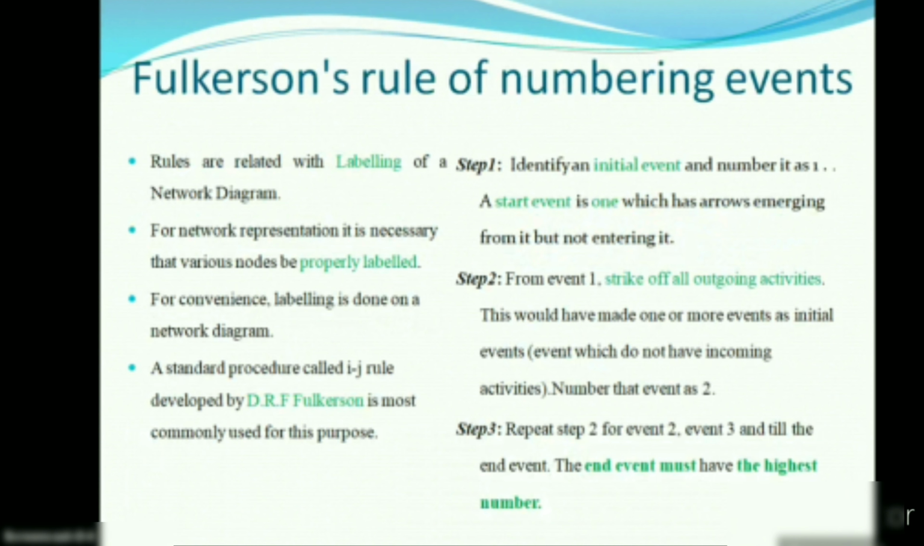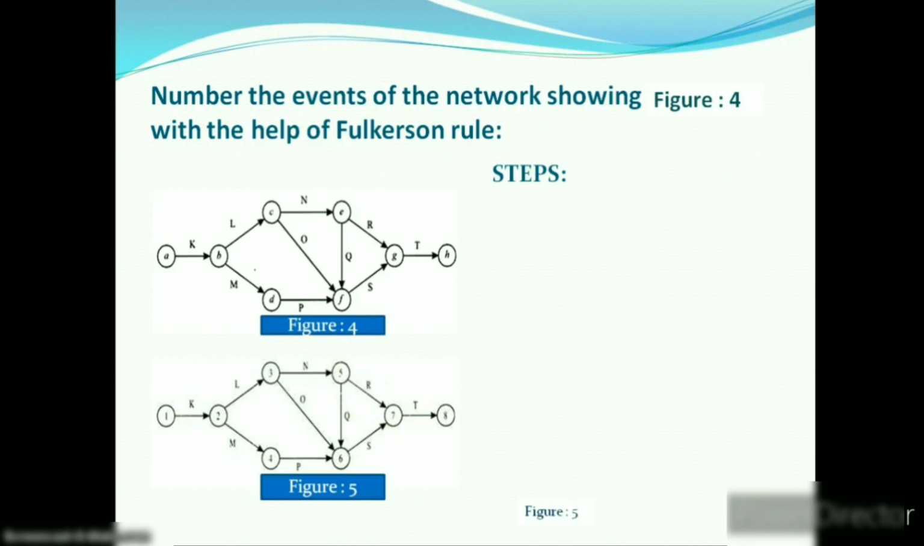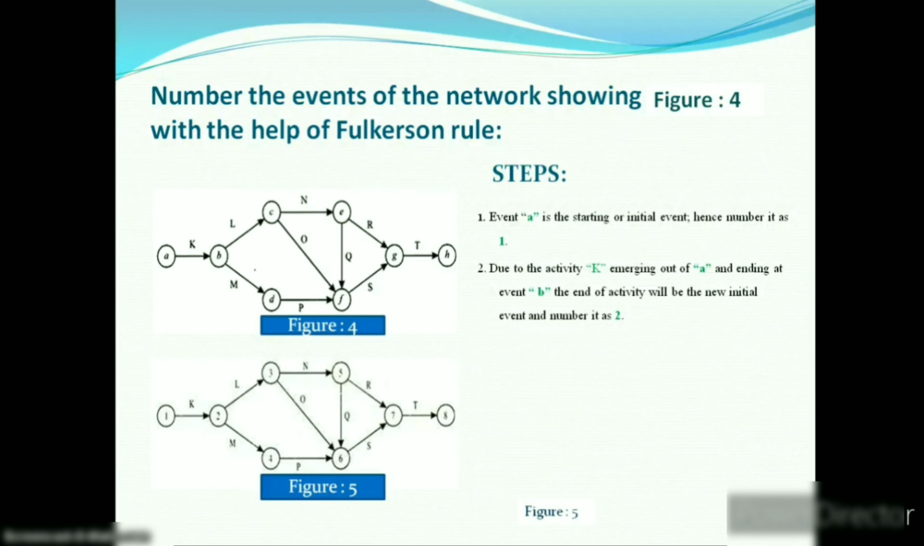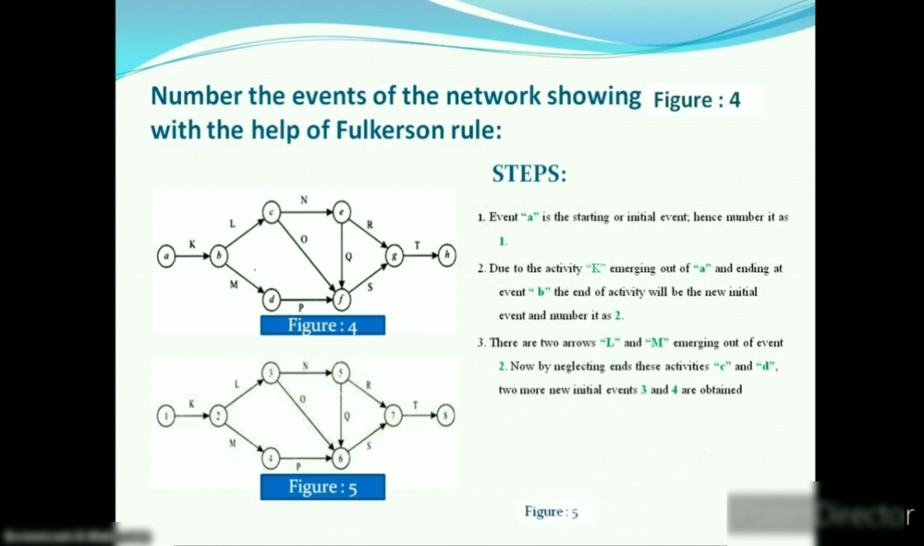Now let's understand this rule by an example. In figure 4, the events A, B, C, D are written in circles. Now we have to number these events, which is shown in figure 5. Event A is the initial event, hence we give it number 1. Then, as you see in figure 4, activity K emerges out of event A and ends at event B. So number it as 2, which is shown in figure 5. Then L and M activities emerge out of event 2 and end at events C and D. So here we number them 3 and 4.